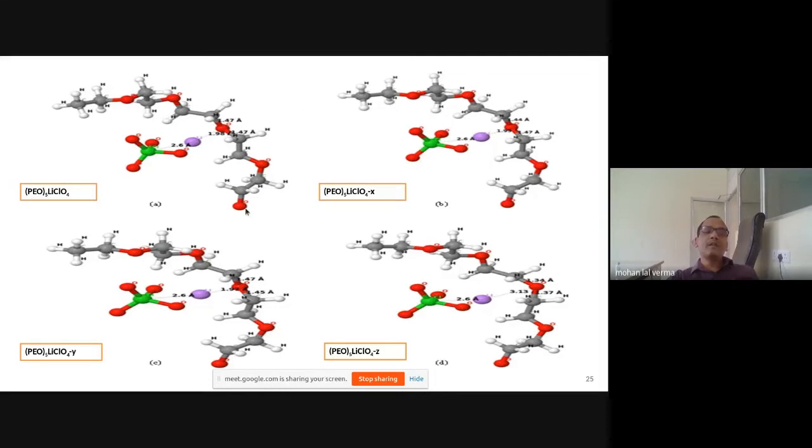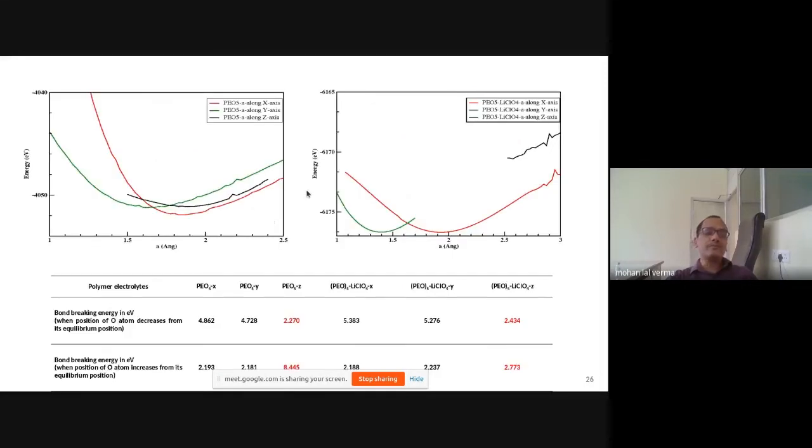The same studies were performed with lithium perchlorate, doped into the PO chain. Here again, the lithium is attracted toward the oxygen, and we have used this LiClO4 for our further transistor-based study in light-emitting electrochemical cells, and this has been published in Chemical Physics. This is the plot for the bond-breaking energy calculation.